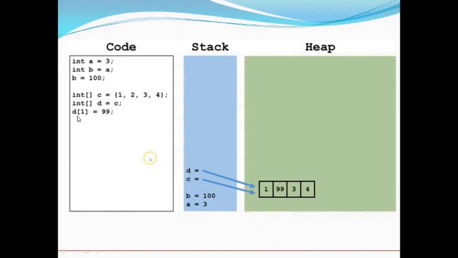Yes. Now I am doing D[1] is equal to 99. Like the array D, the indices start from 0. So 1 means the second element, and this element is stored with a new value called 99. Okay. So because C and D both are referring to the same array in the heap, 99 will be stored in the array, and their pointers are still pointing to the array.